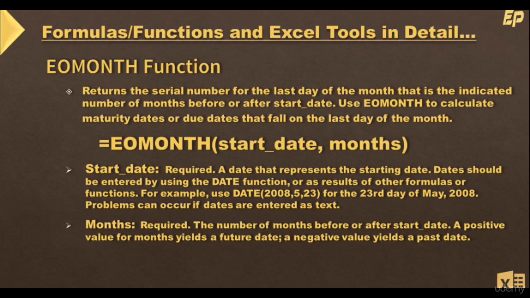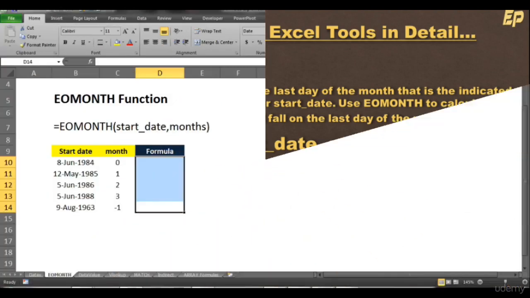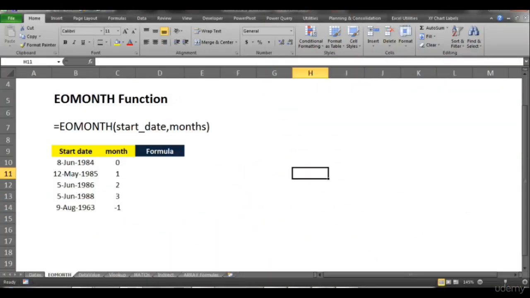Month is a required argument. It is the number of months before or after the start date. A positive value of the month yields a future date. A negative value results in a past date. We'll see this in action in our Excel demo. Now let's see some practical examples for the EOMonth function.